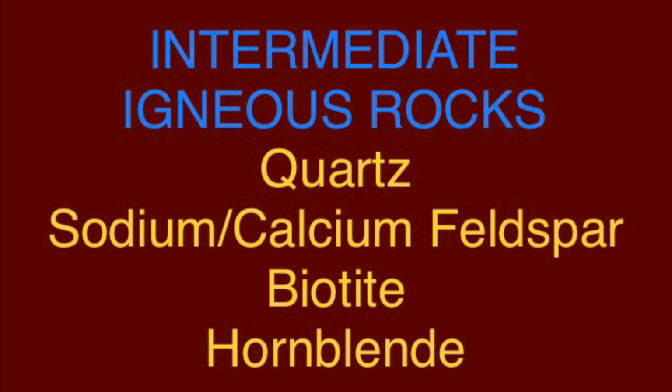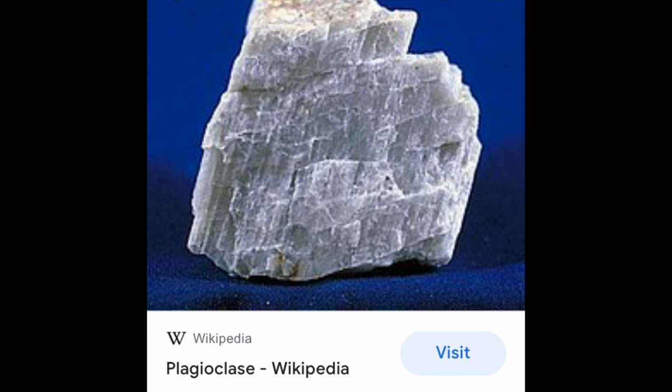They also have a kind of feldspar that has a combination of sodium and calcium in it and no potassium. And that mixture of sodium and calcium is more sodium rich in these intermediate rocks. They call that kind of feldspar plagioclase feldspar. And so we could say it's sodium rich plagioclase feldspar.